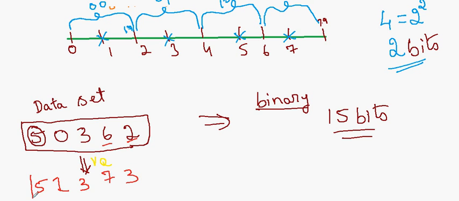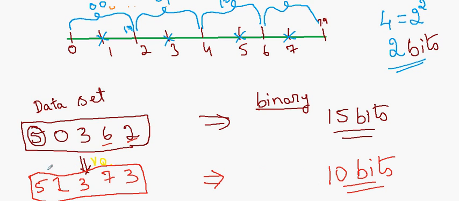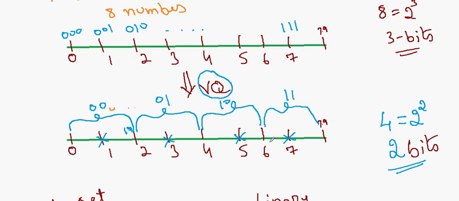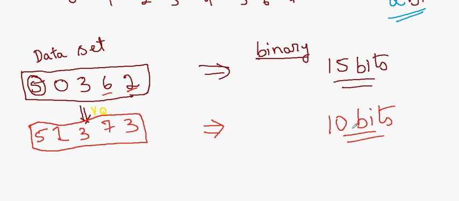So you may be thinking, what did we achieve other than changing the numbers from 50362 to 51373? What did we achieve by changing these numbers? It's basically how we represent these in memory, which is binary. Each number here requires 2 bits. So how many bits do we use? It's 10 bits, because 5 is represented by 2 bits, that's 10, 3 is represented by 01, and 1 is represented by 00. So we use 2 bits for each of them, and in binary it will take 10 bits.